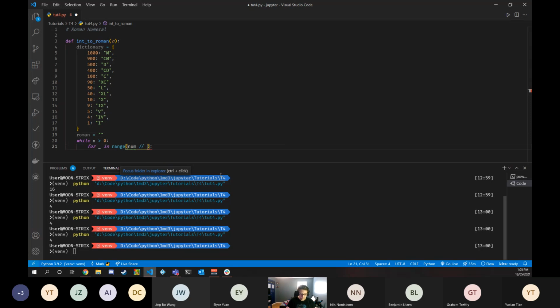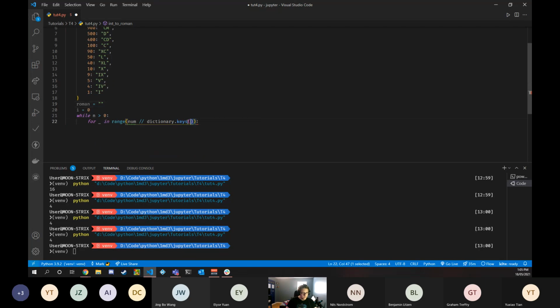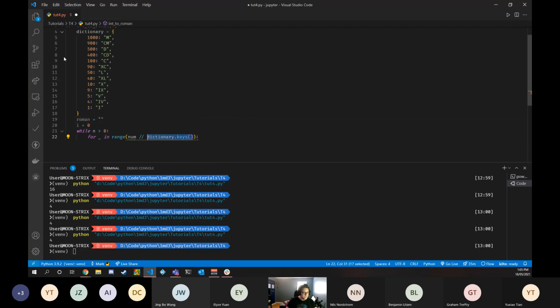And the reason I'm going to do a for loop for this is because there's a fun situation where if I take my dictionary keys, I'm going to take my num and divide it by, oh no, I can't do that. What I need to do is have an I variable. This will make sense in a moment. So I have my dictionary keys.